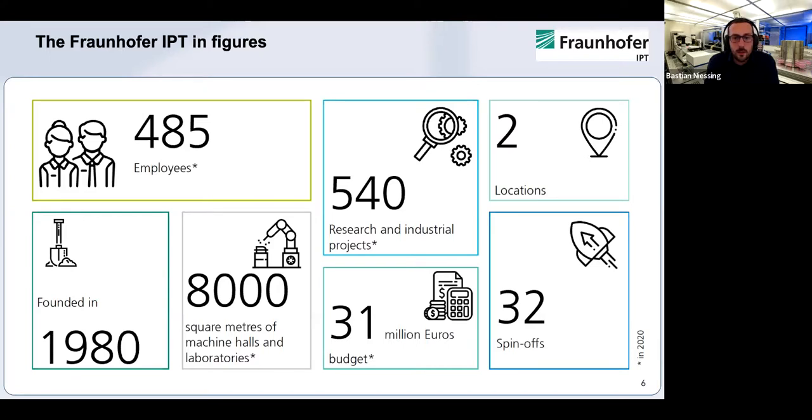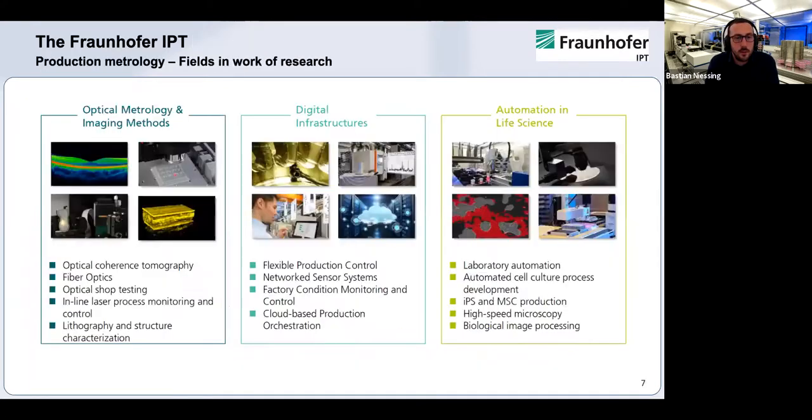In our institute, we have 4 main departments. And on the next slide, you can see the main department where I work, the Department for Production Metrology. Within this department, we have 3 different groups: the group for optical metrology and imaging methods, the group for digital infrastructures, and the group of automation and life science, where I'm the group manager. Within this group, we have had a lot of experience over the last years in lab automation.